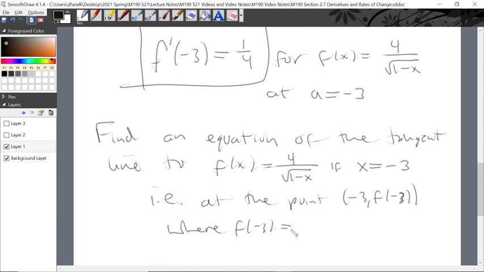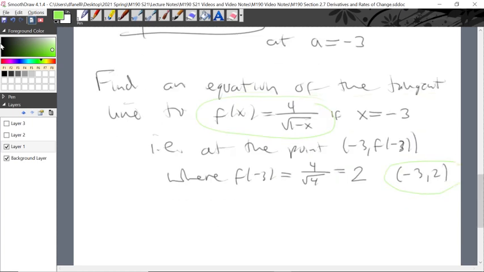Where f of -3 is equal to 4 over the square root of 1 minus -3, so 1 plus 3, which is 4, right? And 4 over root 4 is just equal to 2, right? So we are at the point -3, 2. Okay. We're at the point -3, 2 because the input was -3 on the function f of x equals 4 over root 1 minus x, and we are seeking the equation of the tangent line.